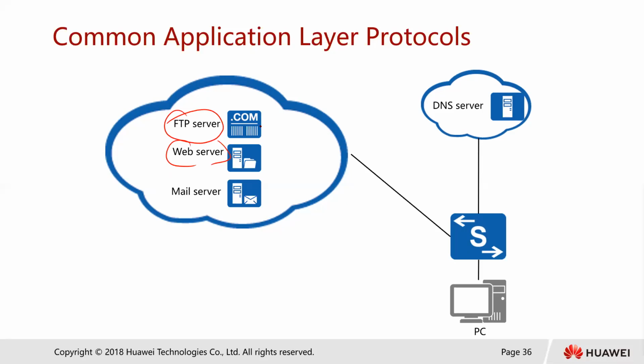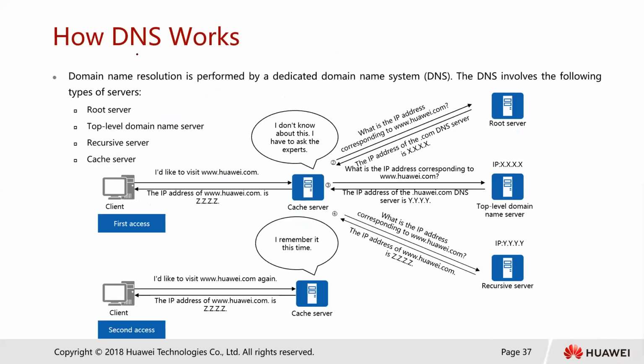And then we also have our DNS server, and we said what DNS is, that it refers to the domain name resolution protocol, which is used to resolve the domain names to IP addresses. We also have the mail servers, and they have different protocols such as POP3, such as IMAP, such as SMTP, etc. So let us look at how the DNS works.